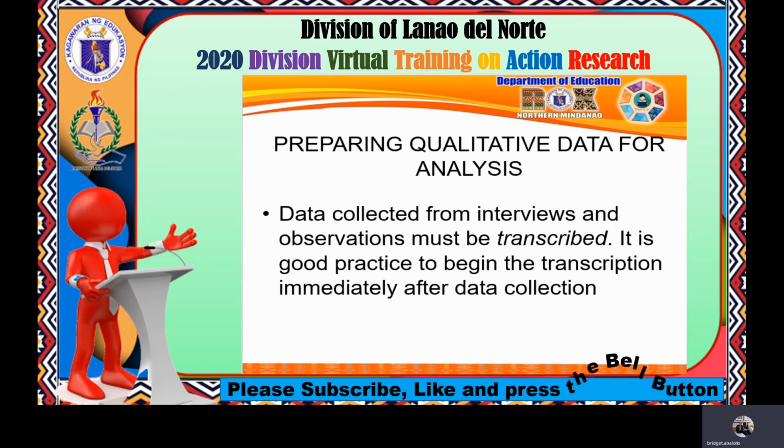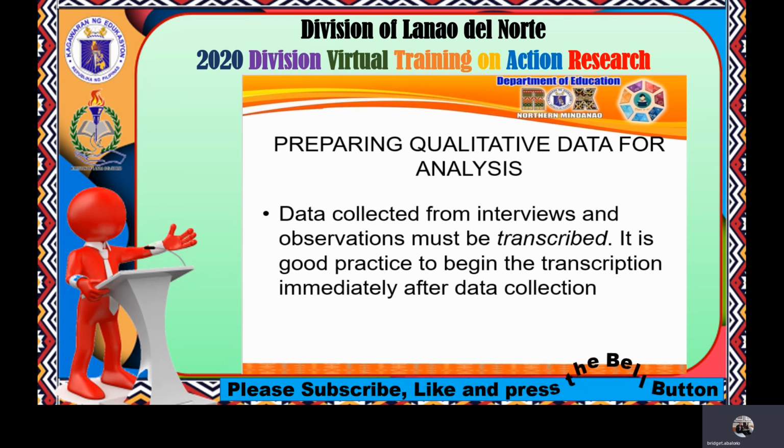And then the third column is the transcription, because sometimes the responses of the respondents could be often expressed in Visayan or in Tagalog. So we have to transcribe that into the English language. So in this preparation, it is good practice to begin with transcription immediately after data collection.